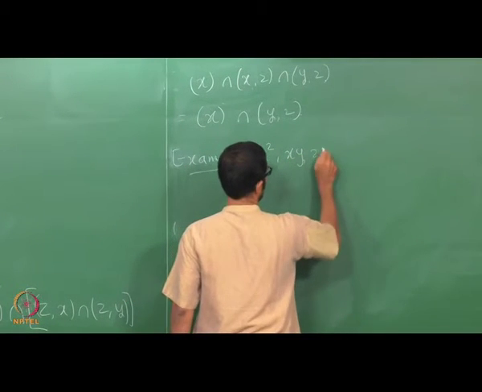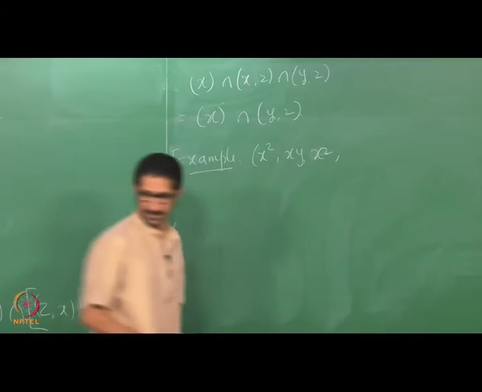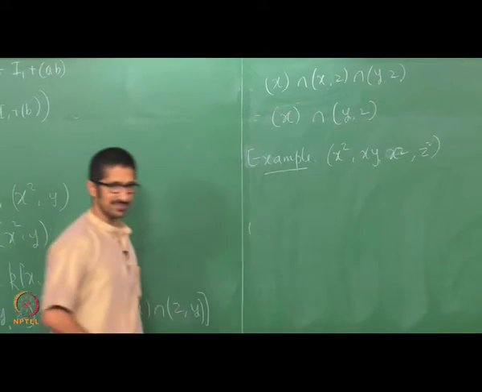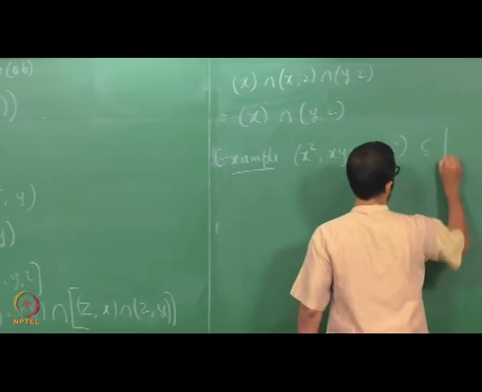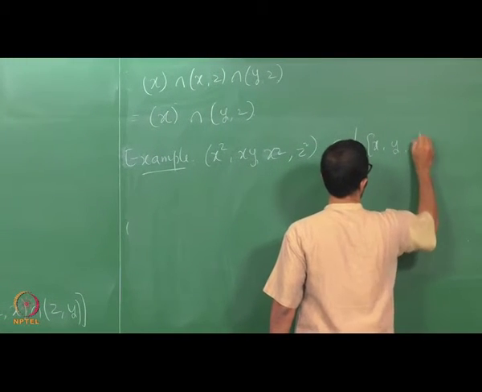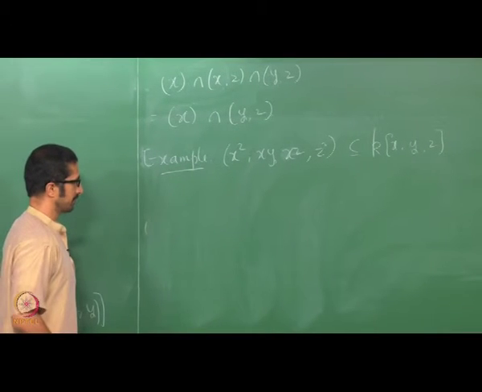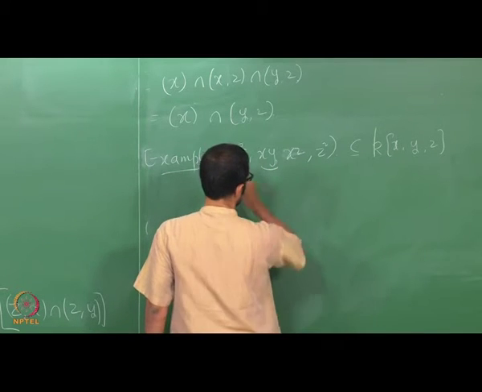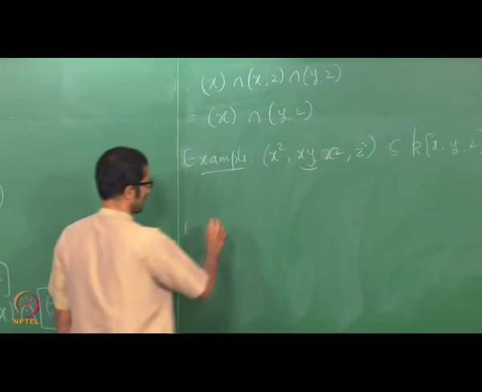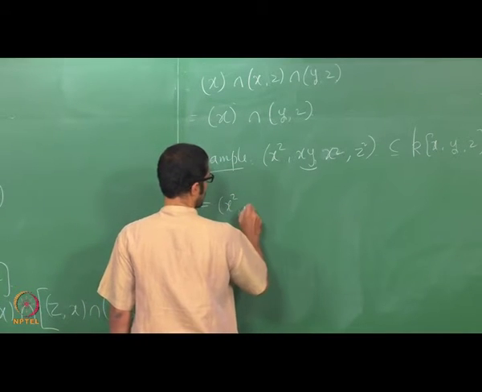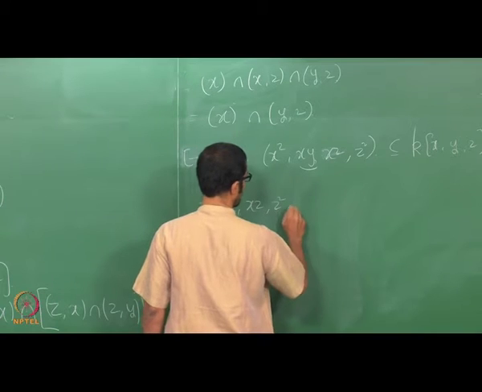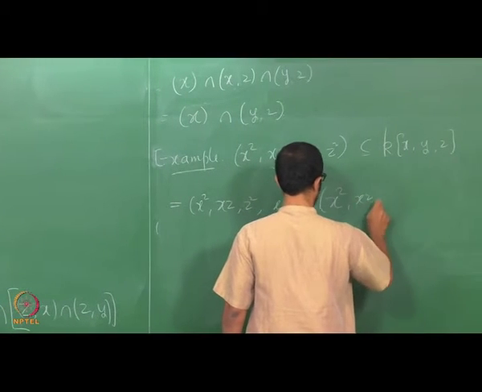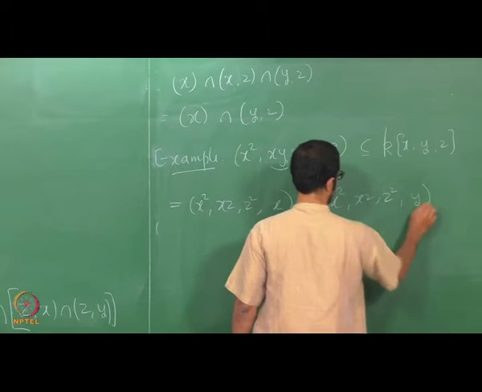Now take (x square, xy, xz, z square) in k[x,y,z]. We can take one of these as AB and the rest of them as I1. So this is equal to (x square, xz, z square, x) intersected with (x square, xz, z square, y).